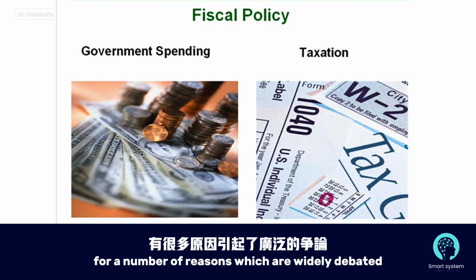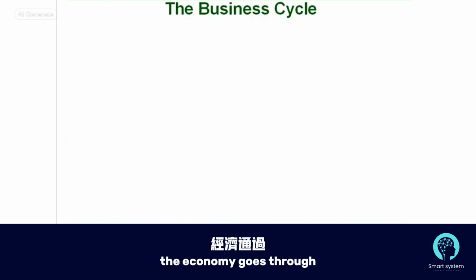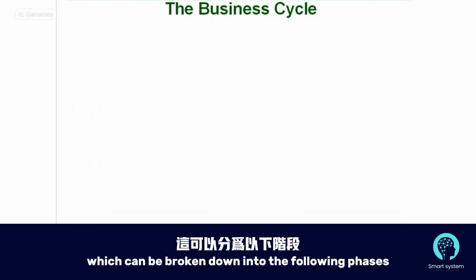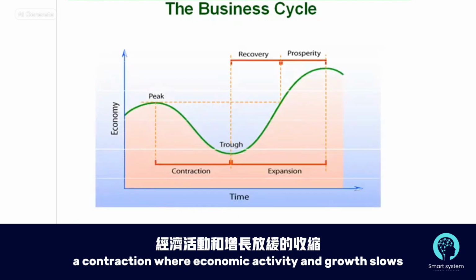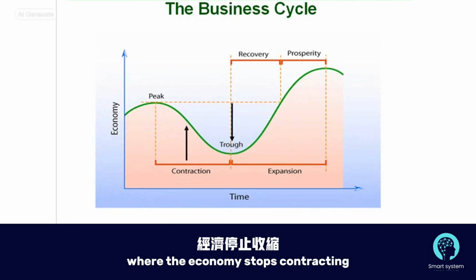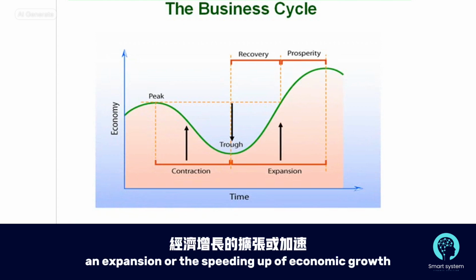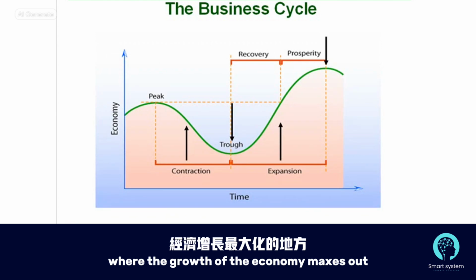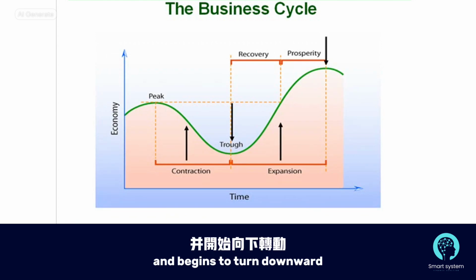For a number of reasons which are widely debated, the economy goes through repeated periods of growth and contraction over time, which can be broken down into the following phases. A contraction, where economic activity and growth slows and can turn negative. A trough, where the economy stops contracting and a new expansion begins. An expansion, or the speeding up of economic growth. And then a peak, where the growth of the economy maxes out and begins to turn downward.